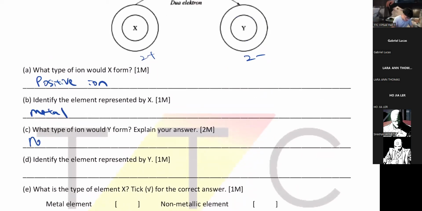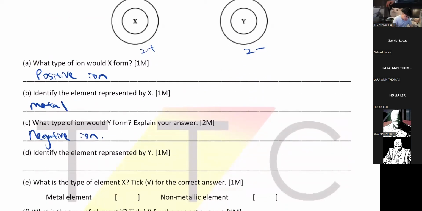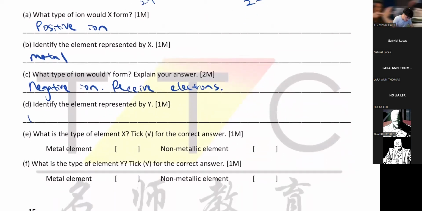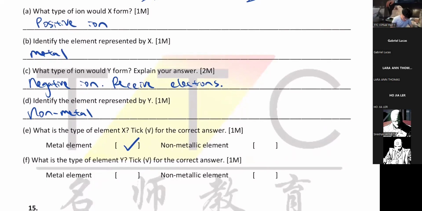They will form negative ion. Explain why they become negative. Because they receive 2 electrons. When I receive, I become negative, because electron itself is negative. When I take 2 negative, I become negative. When I throw away my negative, I become positive. So the element represented by Y usually is a non-metal. We said this already, X is metal.